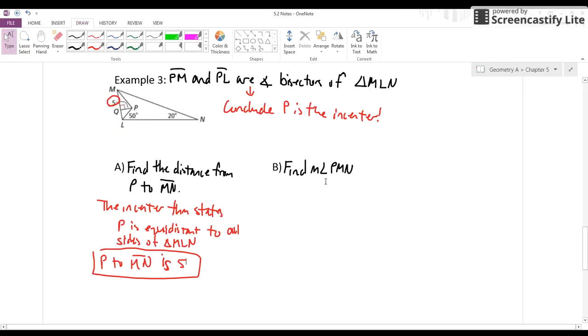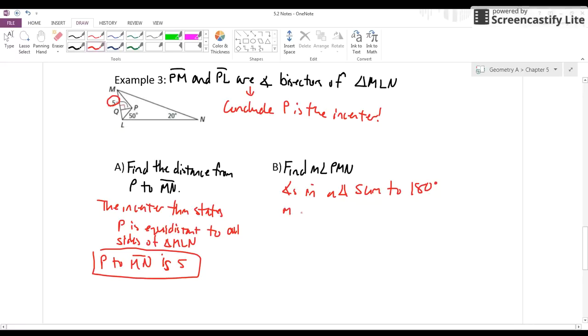B takes a little bit more work because we're calculating the angle PMN. But take a look at what you're given. You are given this angle is 20 degrees. We're given this angle over here, which is 50. So let's think about what we know about triangles. Think back to chapter 4. What do you know about angles inside a triangle? Angles in a triangle sum to what number? 180 degrees.